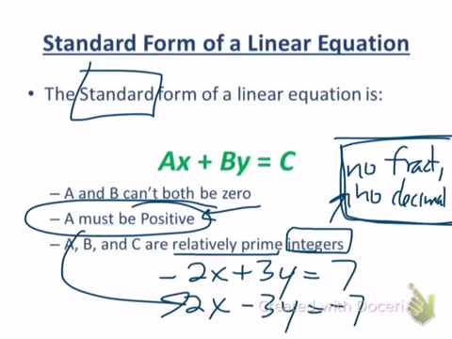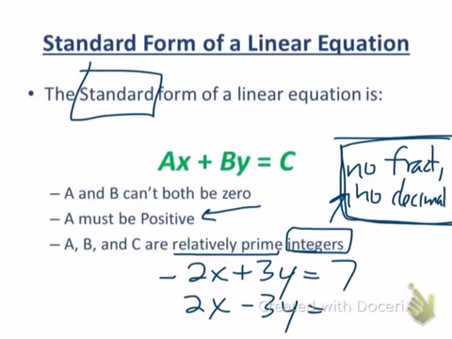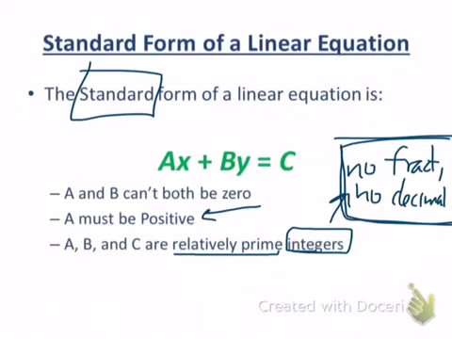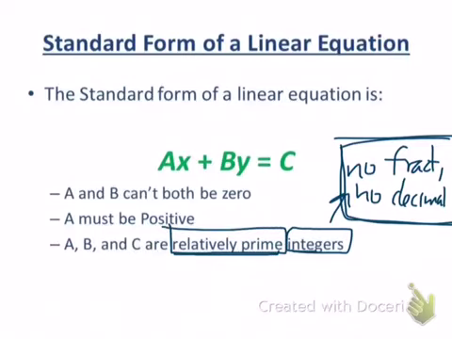So they have to be relatively prime integers. We know what integers are. It means not fractions, not decimals. What does relatively prime mean? What does relative mean? What's the root of that word? Relate. How they relate to each other. They have to be relatively prime. That means that they can't all three have a common factor.